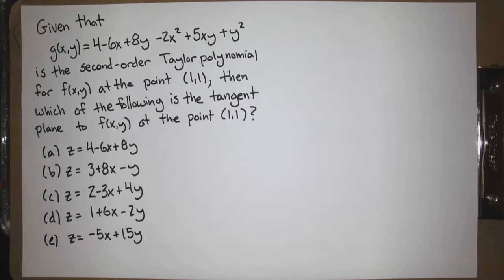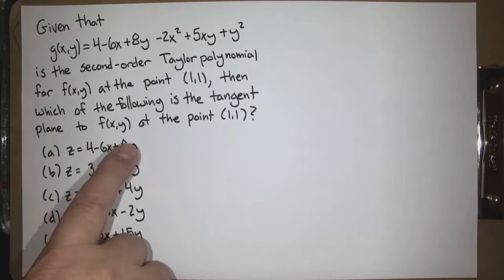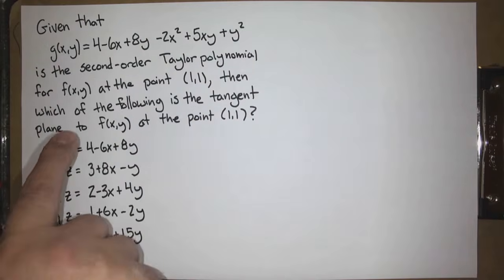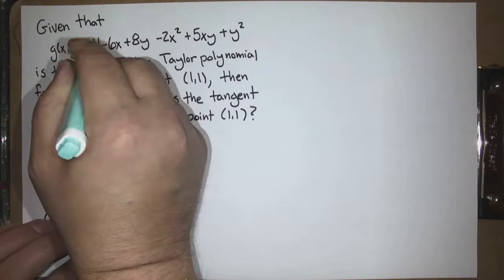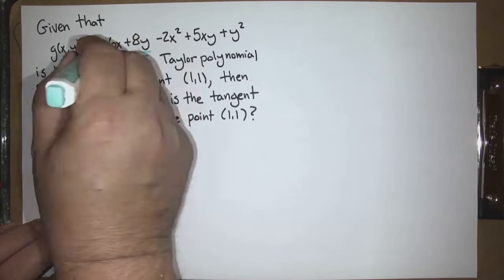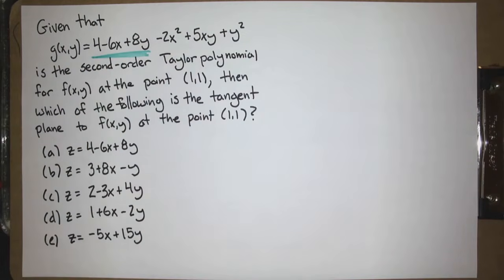Now the question: which of the following is the tangent plane to f of x,y at the point (1, 1)? And we have 5 options here. Does anybody know which one it is? A. A? Oh, bold choice. You're looking and saying, hey, Steve, I have eyes to see.